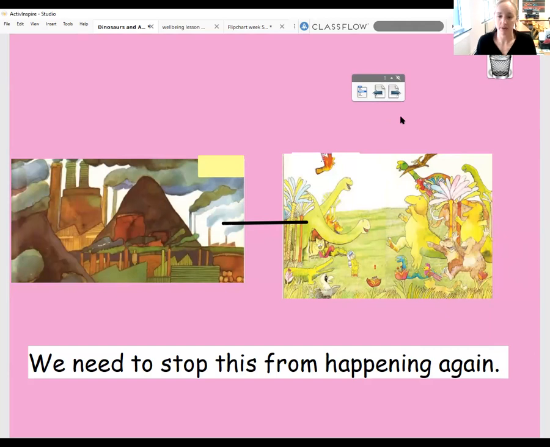But what I don't want to happen is I don't want this to happen again, okay? I don't want the earth to turn into a grey, dull, ugly, smoky, stinky place. I want us to keep it beautiful and clean, where animals and all of us can grow and live happy lives.